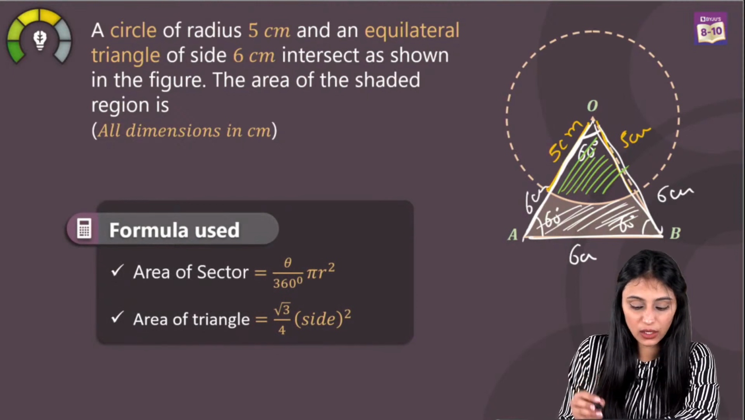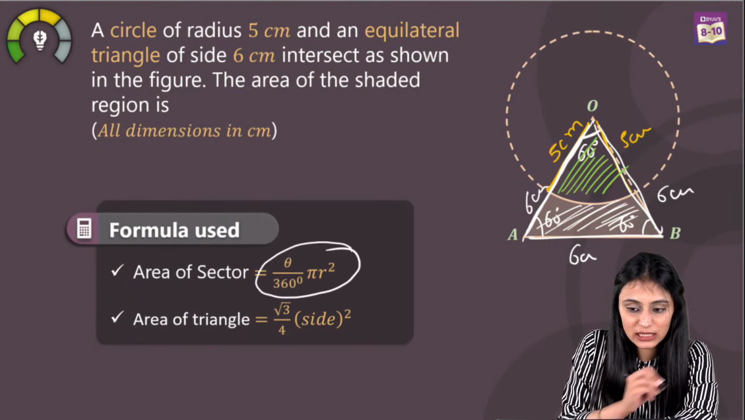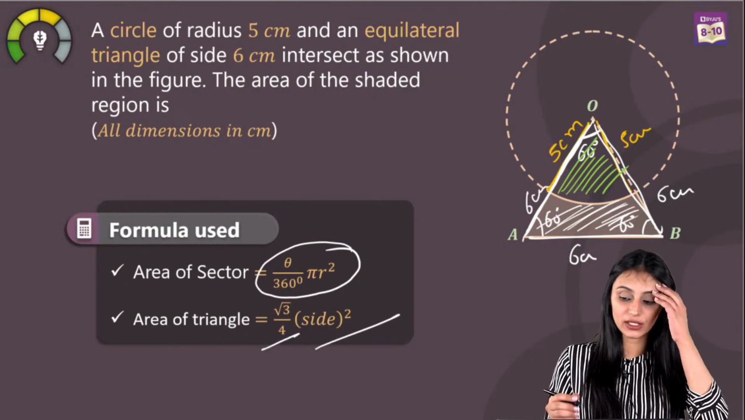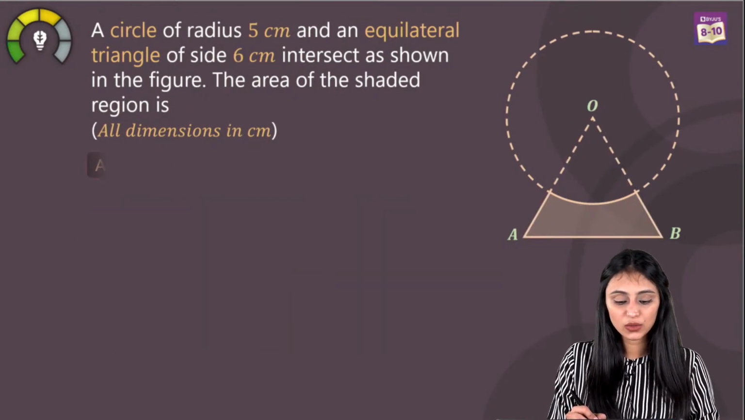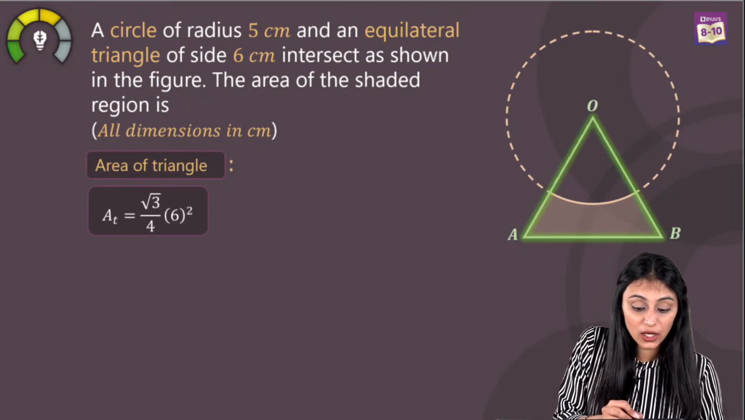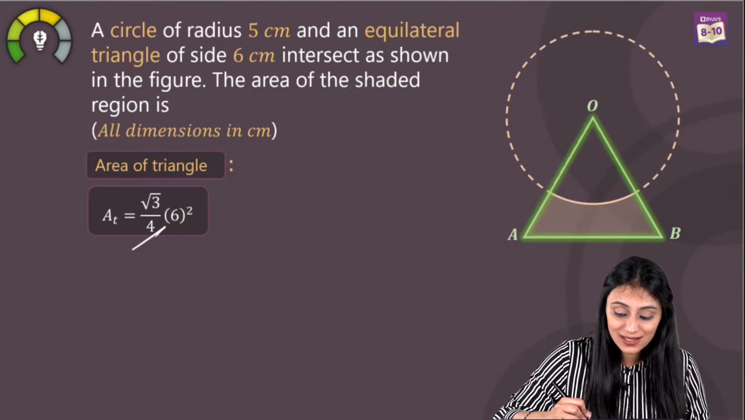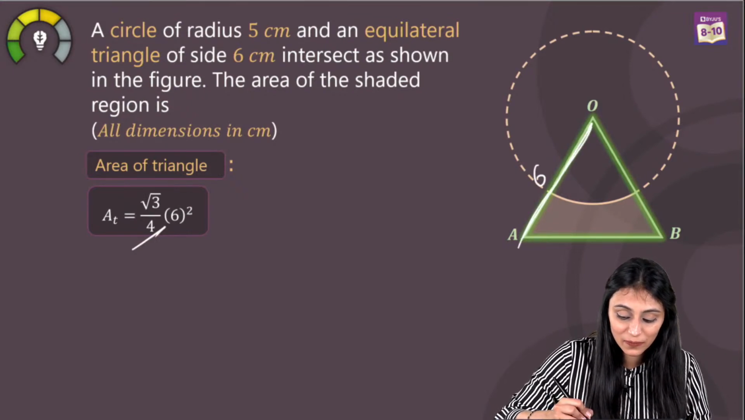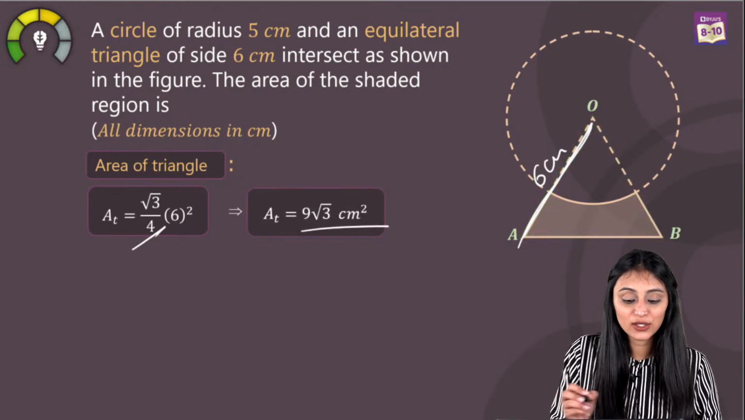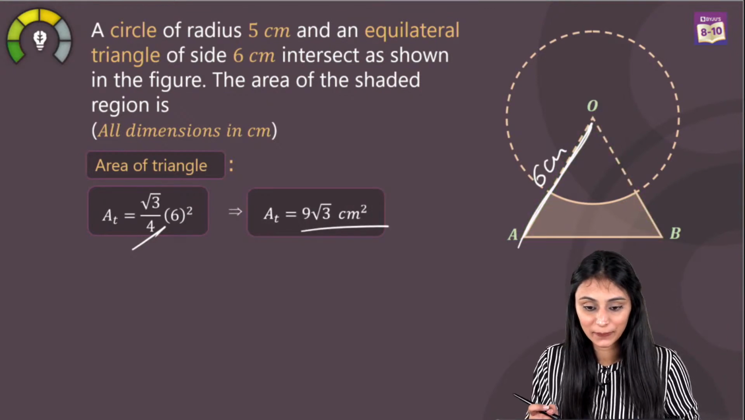So area of sector over here is what? That's theta by 360 into pi r square. Area of equilateral triangle is what? Root 3 by 4 into side square. So we will find out the area of the equilateral triangle first. Root 3 by 4 side square. What is the side of this equilateral triangle? That's 6 centimeter, correct? So simply we get this answer 9 root 3 centimeter square.